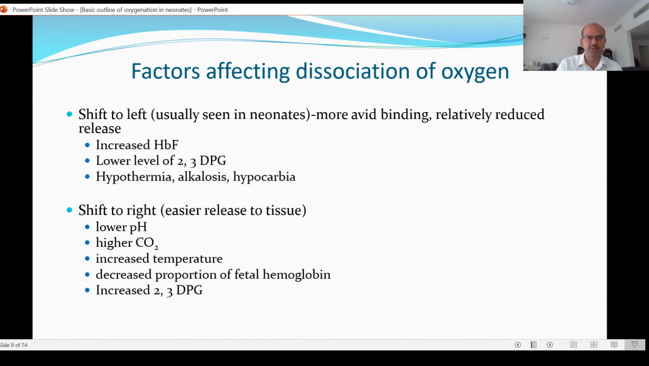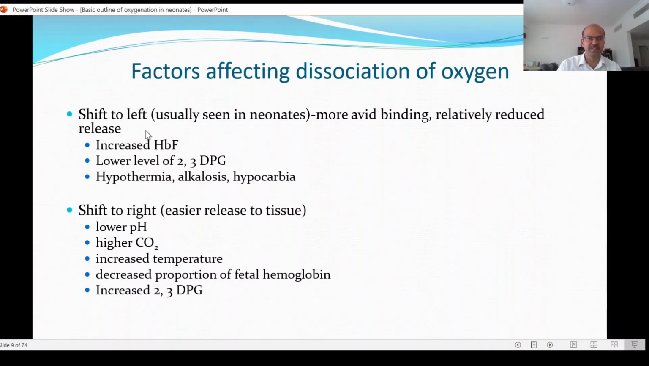So shift to left is usually seen in newborns. As we said, there is more avid binding and relatively tighter release. This can happen with increased HbF, a lower level of 2,3 DPG, and we can have hypothermia, alkalosis, hypocarbia, all shifting to the left. So even in older kids and adults, this can happen if these changes happen.